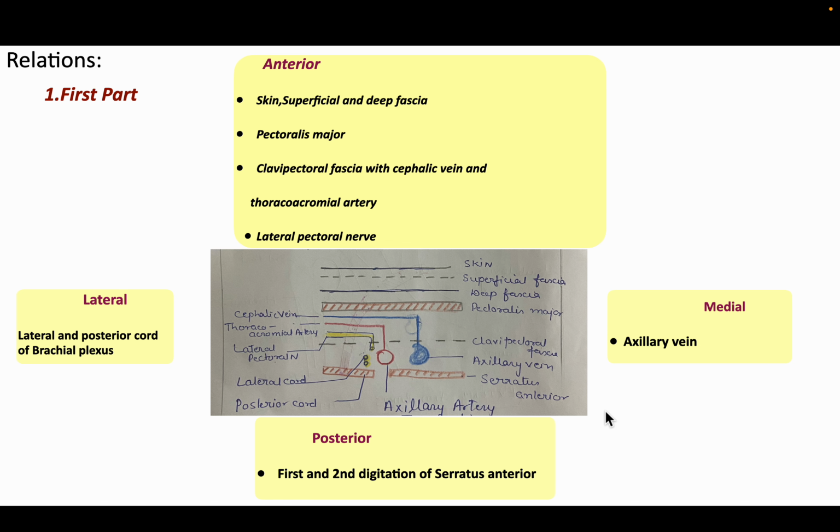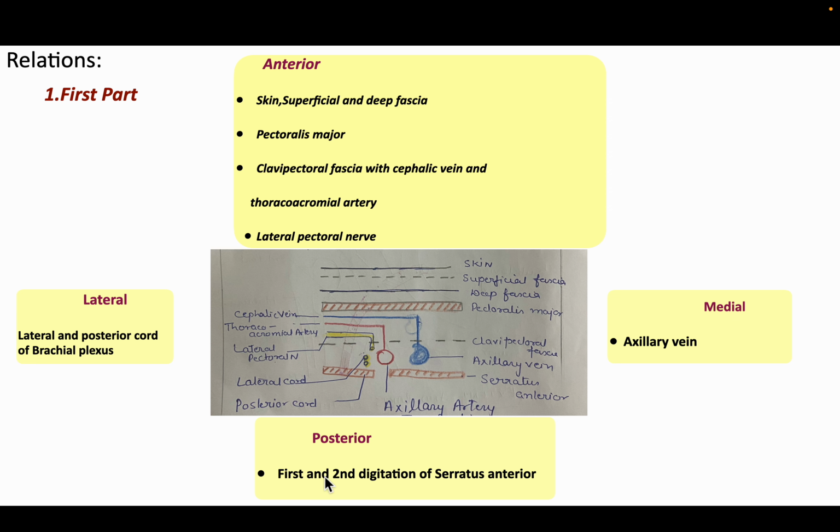Now coming to the different relations of these different parts. First we will discuss the relations of the first part. Now this is the handmade diagram you can see. The anterior relation, starting from this side, has skin, superficial fascia and deep fascia. Then comes the pectoralis major muscle. Then comes the clavipectoral fascia. Now this clavipectoral fascia, with the cephalic vein, thoracoacromial artery and lateral pectoral nerve. So these contents are lying in this portion, just piercing this clavipectoral fascia.